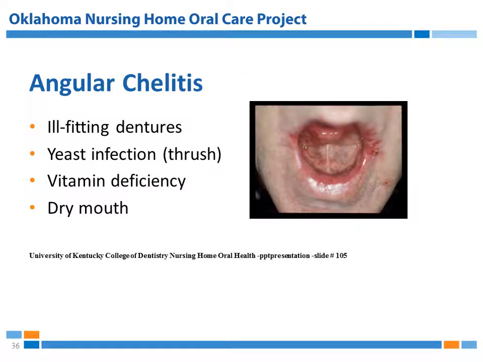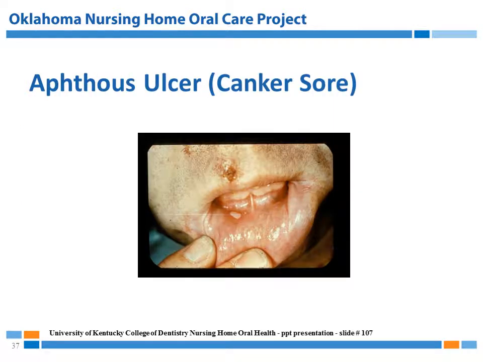Angular cheilitis. I have never seen this before. It's from ill-fitting dentures, yeast infection, thrush, vitamin deficiency, and dry mouth. You need to report this immediately if you see it. Canker sores: they're not contagious, but they are painful. This may affect a resident's ability to eat comfortably and will make brushing painful. They last anywhere from 7 to 14 days.